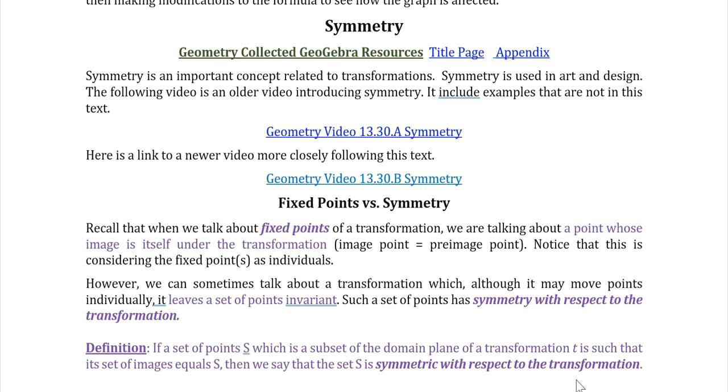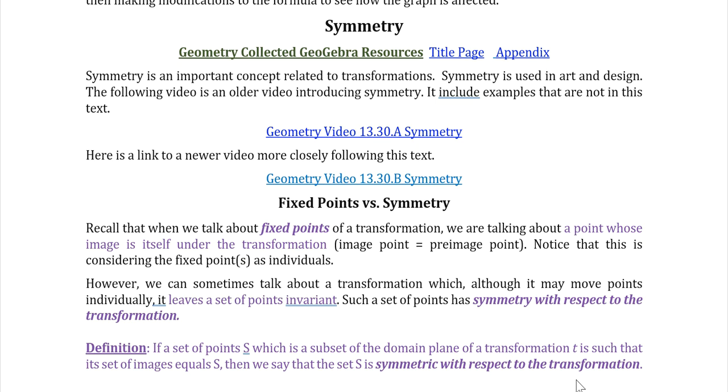In this video, we're going to introduce symmetry. Actually, in my playlist, the previous video is an older version that uses some Geometer's Sketchpad. It has a few illustrations and things that we're not going to be doing in this video. And this video more closely follows my current version of the notes.